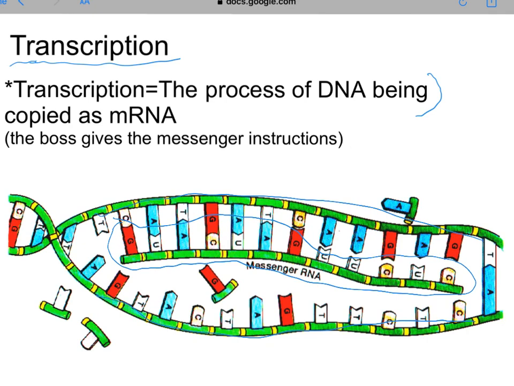So where the DNA had a C, the mRNA will have a G. And where the DNA had a T, the mRNA will have an A. And now remember, mRNA, any RNA, does not have thymine. Instead, it has uracil. So where the DNA had an A, the mRNA will have a U.